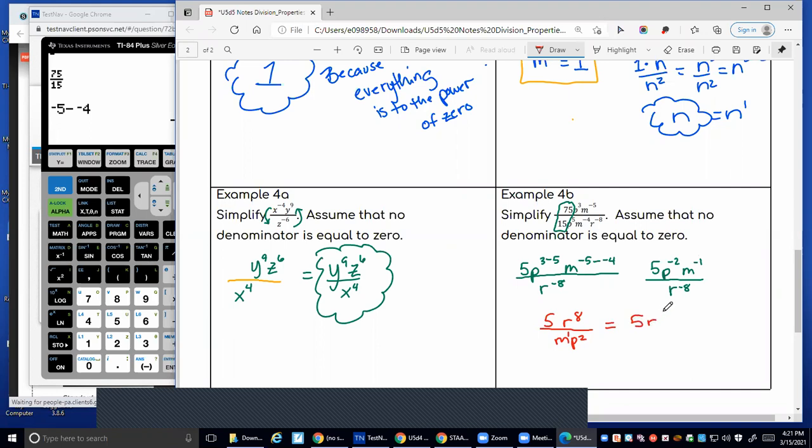And 5r to the 8th power. And I really don't need that ninja exponent. And m, o, p, yep, they're in alpha order. And p to the second power. And ladies and gentlemen, this is your simplified answer. No negative exponents. All your coefficients are simplified and reduced. And you don't have any repeating bases.